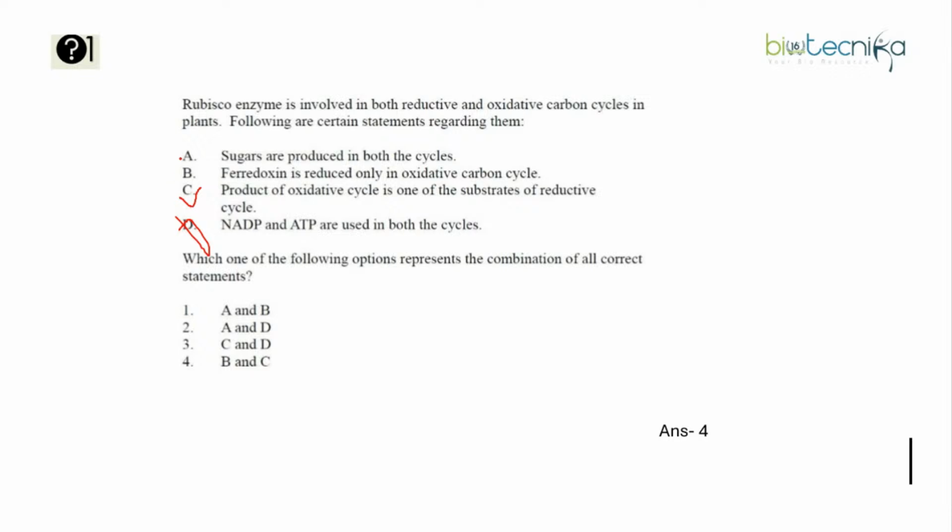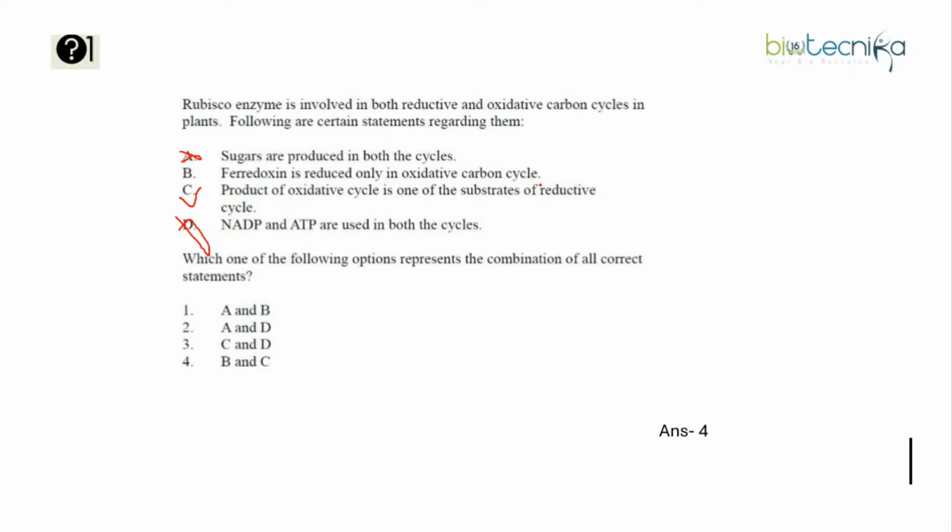Now, regarding statements, A is wrong. Okay, A is wrong. B. Now, let's talk about B. See, this statement is saying that ferredoxin is reduced only in the oxidative carbon cycle. Well, ferredoxin is definitely reduced, okay, in presence of light, and it further reduces the thioredoxin. Now, this thioredoxin system activates many enzymes in the C3 reductive pathway.